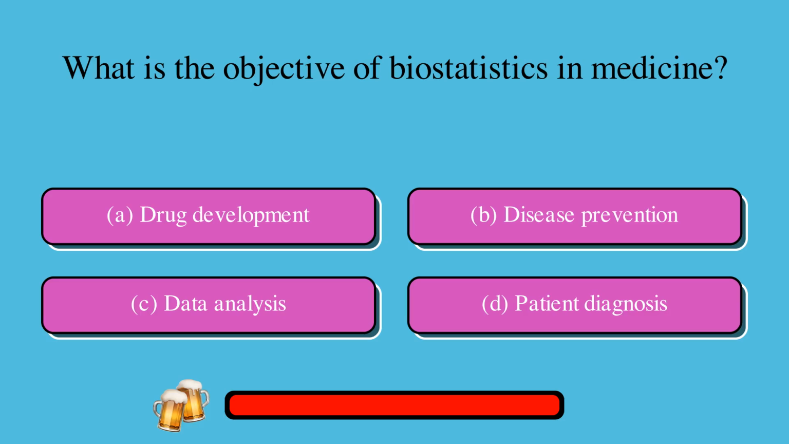What is the objective of biostatistics in medicine? A. Drug development, or B. Disease prevention, or C. Data analysis, or D. Patient diagnosis. The correct answer is C. Data analysis.